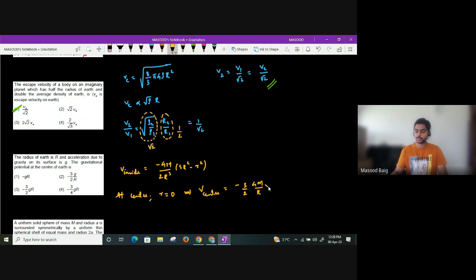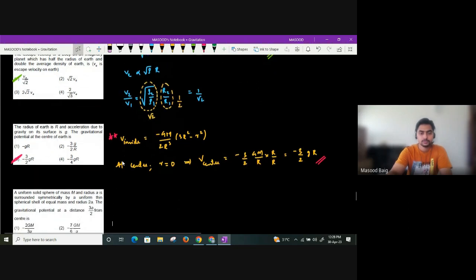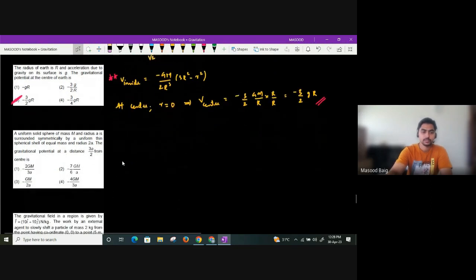Yes or no? Or if I multiply and divide by R, are we making any change? No. So I can write it as minus 3 by 2 g into small R. Clear everyone? Understood everyone? Please remember this, it's a very important formula. Potential inside everywhere will be given as minus GM by 2 R cube inside a solid sphere again. Minus GM by 2 R cube into 3 capital R square minus small r square, guys. Clear everyone? Yes or no? I hope it is clear.